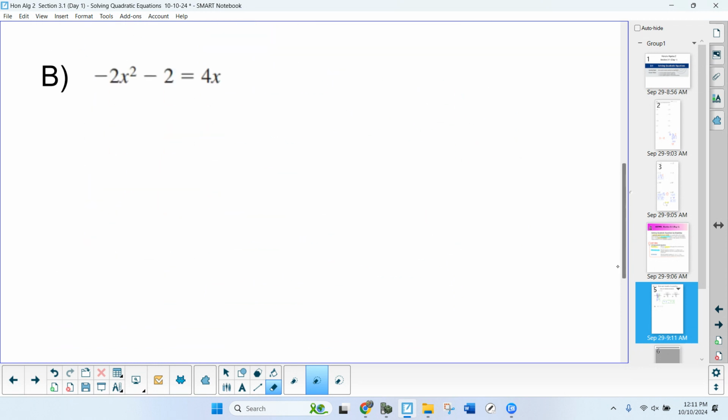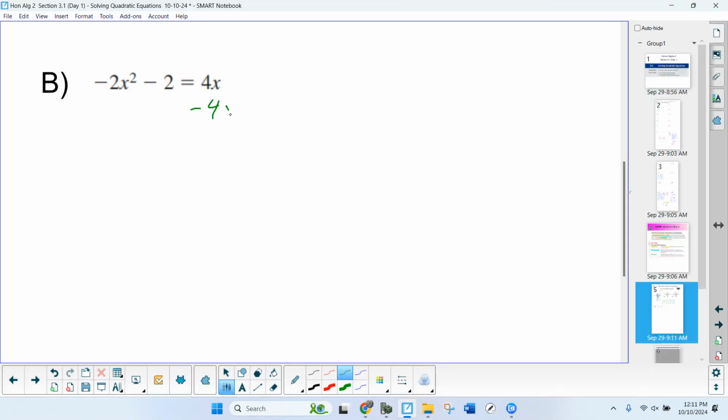What do you guys think so far? Ooh, what's wrong with this equation? It's not equal to what? Yeah, we got to get it equal to 0. So how am I going to get this one equal to 0? We got to set it up right. AJ? Subtract 4x. And when you subtract 4x, and let's get it in the right form, the right order, what do you have left? Negative 2x squared minus 4x minus 2 equals 0.